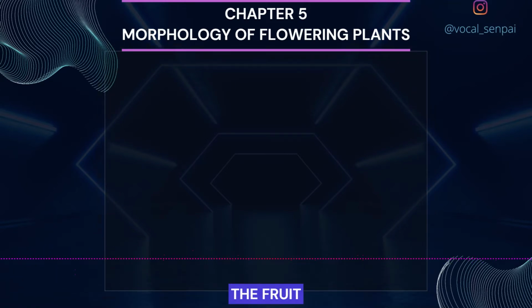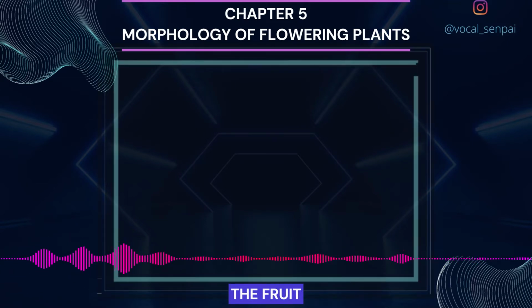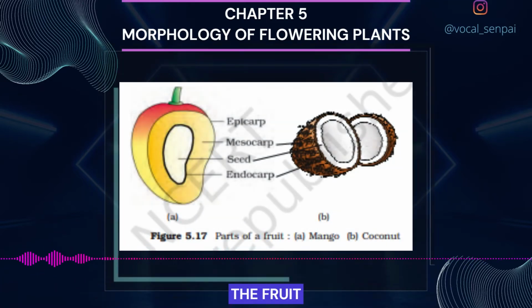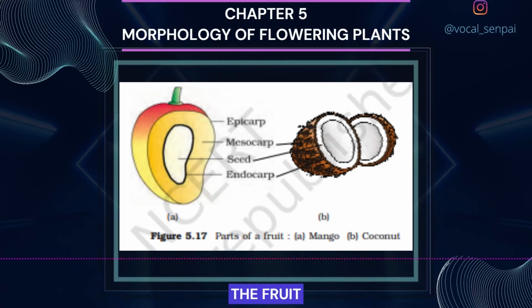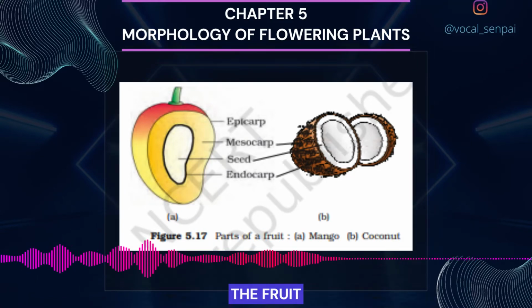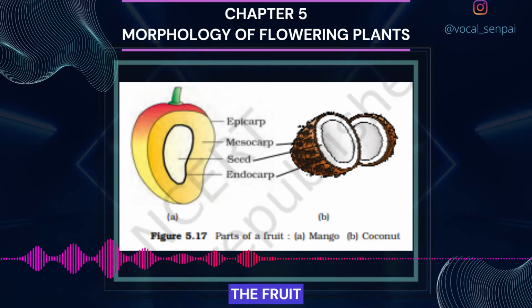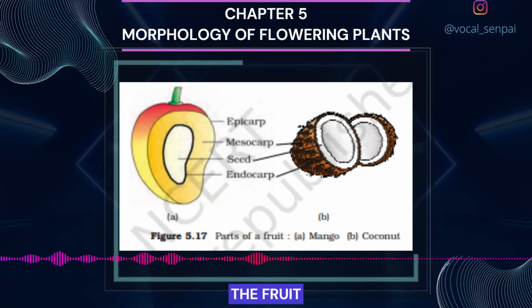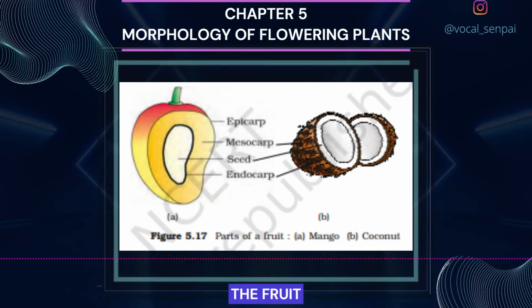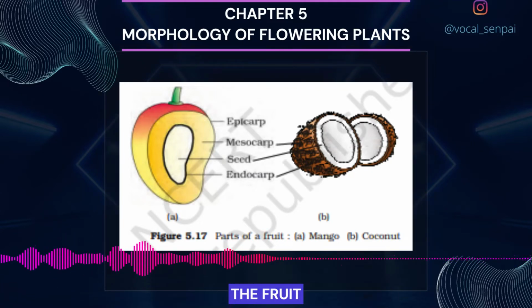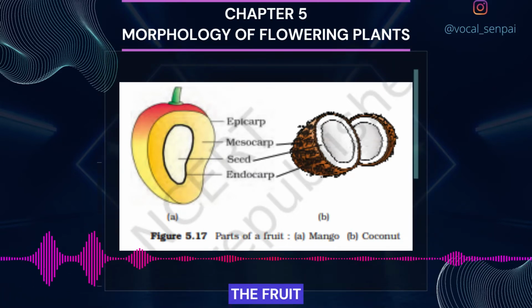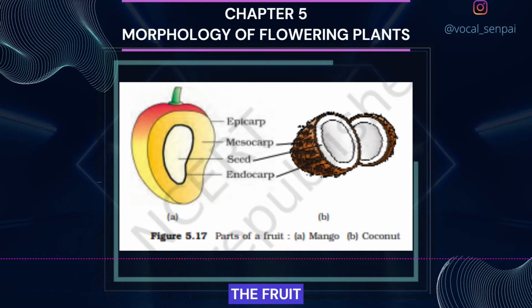The fruit. The fruit is a characteristic feature of the flowering plants. It is a mature or ripened ovary, developed after fertilization. If a fruit is formed without fertilization of the ovary, it is called a parthenocarpic fruit. Generally, the fruit consists of a wall or pericarp and seeds. The pericarp may be dry or fleshy. When pericarp is thick and fleshy, it is differentiated into the outer epicarp, the middle mesocarp and the inner endocarp.